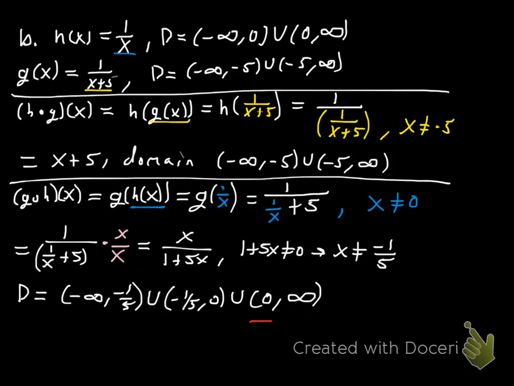And to help with the domain, you can always draw yourself a number line, and we'd put negative 1/5 in. We'd put 0, infinity, and negative infinity, and that can help you with the interval notation there. Okay, one more example. So I get something a little bit more complicated, not too bad though.